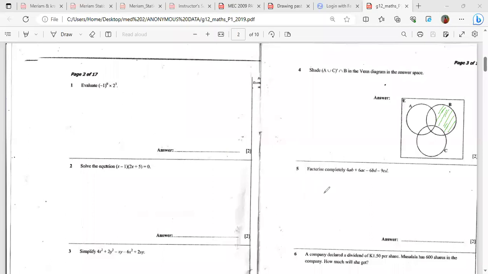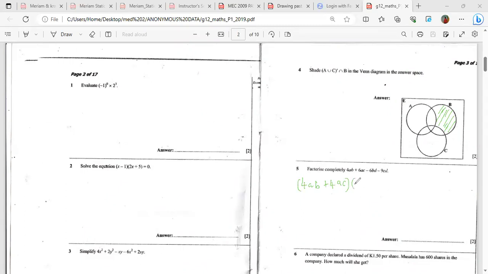So they're telling us to factorize completely. Okay, so we're going to say 4AB. Then they're telling us that 4AC. So what we're going to do here, we're going to say this one, let's cover this one.